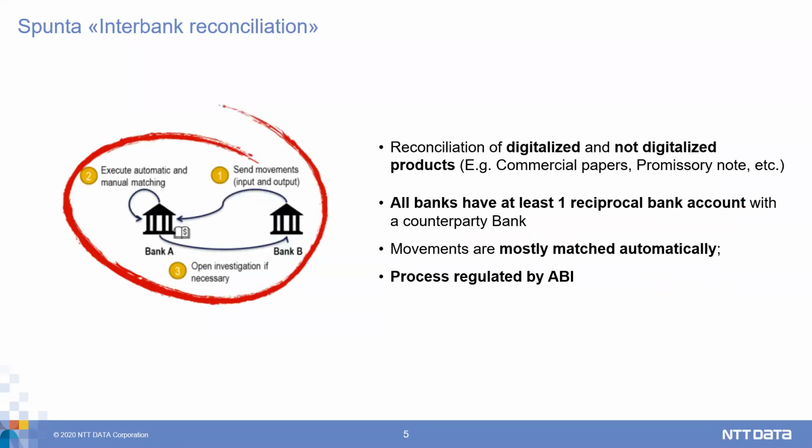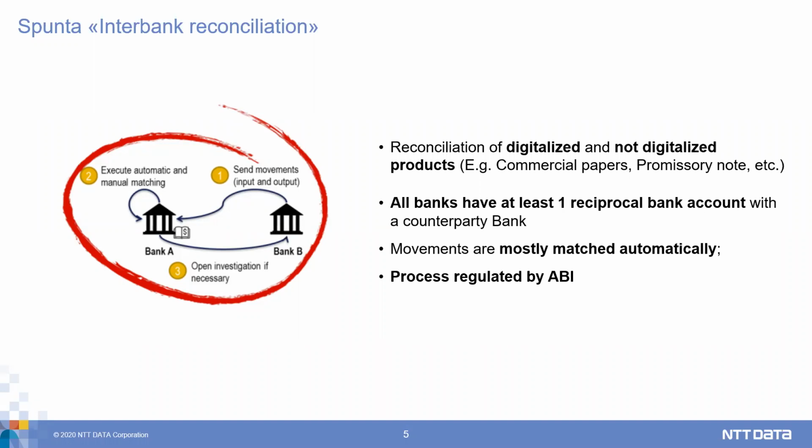Let me introduce a little bit the use case we migrated. The banks have to do interbank reconciliation between each other. That means they send movements between each other, and at the end they have to do a reconciliation, both for digitalized and non-digitalized products, because it is not only, let me say, credit cards and things like this, but there are also non-digitalized products that they reconcile, such as commercial paper, promissory notes, etc. So they have 2 databases that they have to reconcile.